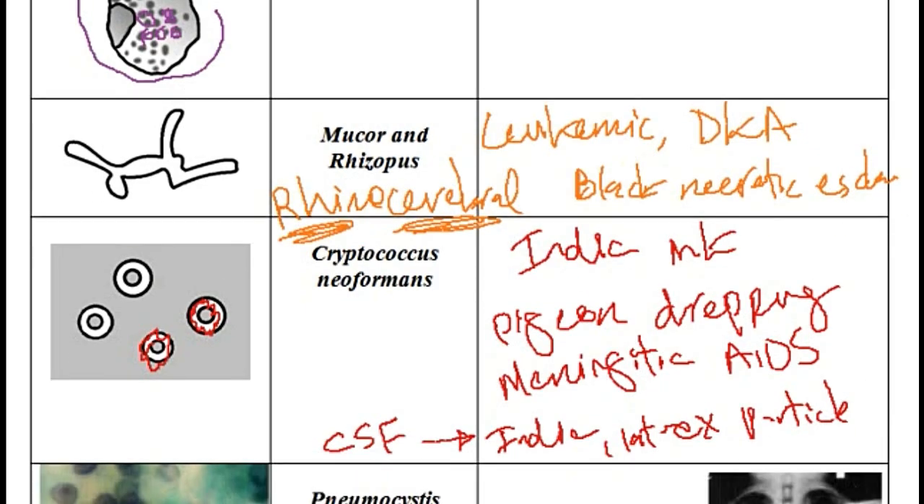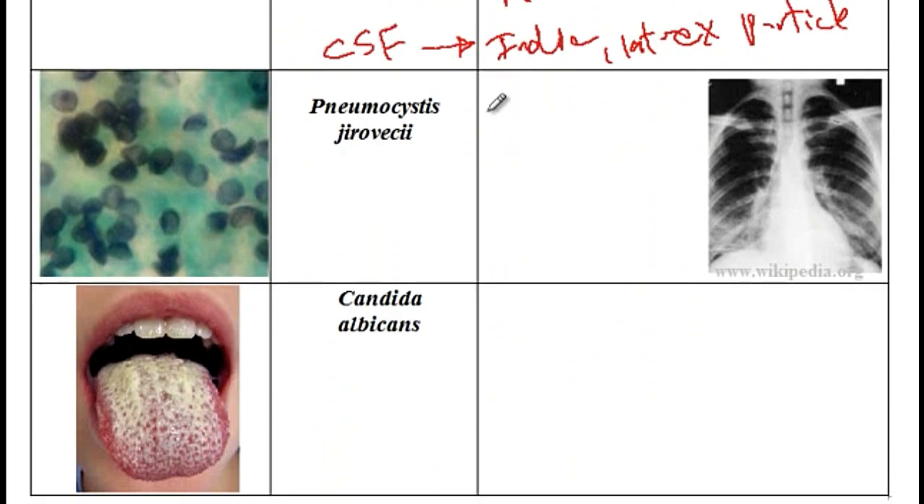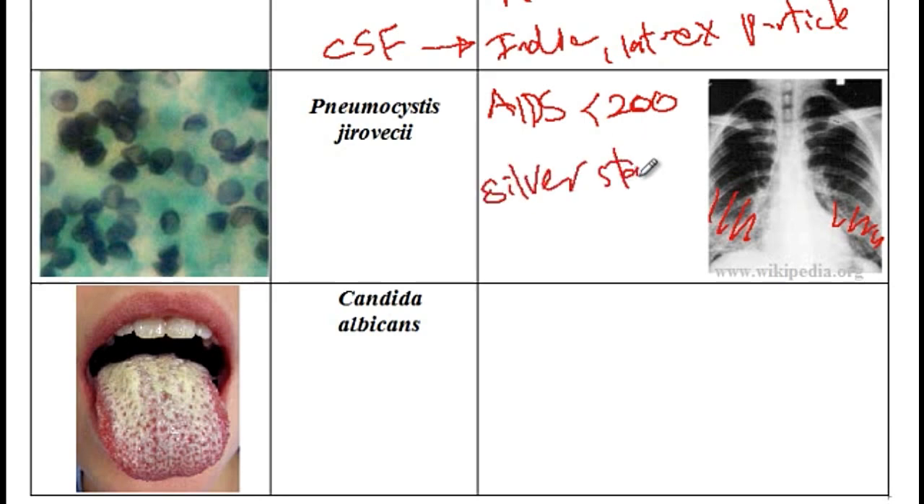The next organism is Pneumocystis jirovecii, which commonly causes pneumonia in AIDS patients with a CD4 count of less than 200. The presentation is a patchy infiltrate with a ground glass appearance on the X-ray. Once you obtain a bronchoalveolar lavage of these patients, you will have to use silver stain, and you will see cysts that have a disc-shaped appearance. So here you can see cysts with the disc-shaped appearance.